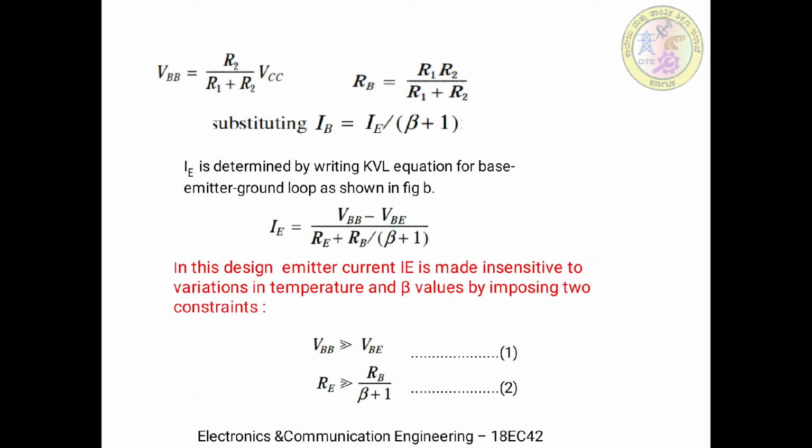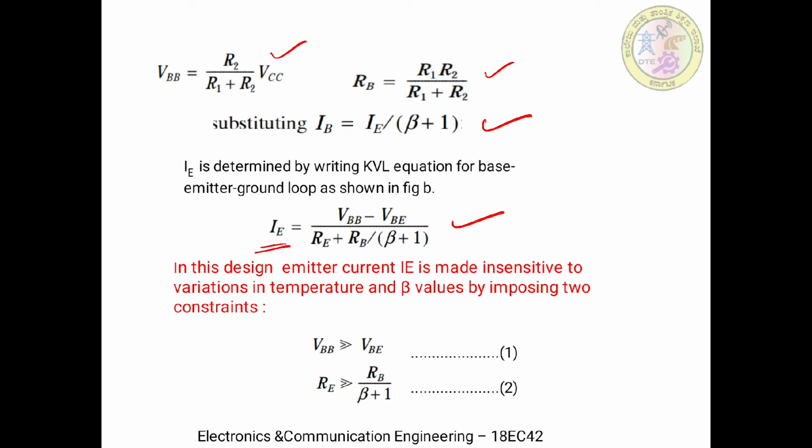As a summary, VBB is given by R2 by R1 plus R2 into VCC. If you know the VCC value and the R1 and R2 values, VBB can be calculated. Similarly, the base resistor RB is the parallel connection of R1 and R2, the effective resistance. We made this substitution for the base current, and finally this is the derived emitter current. The significance of this design is that the emitter current IE is made insensitive to variations in the temperature and the beta values of the transistor.